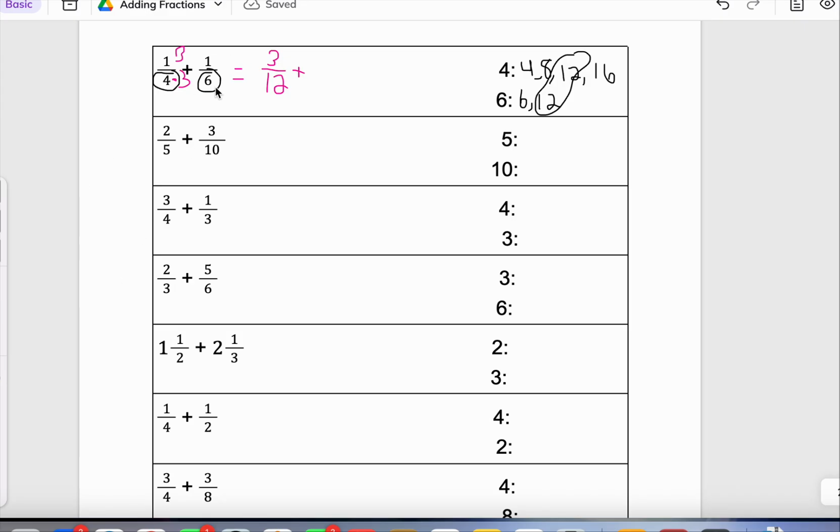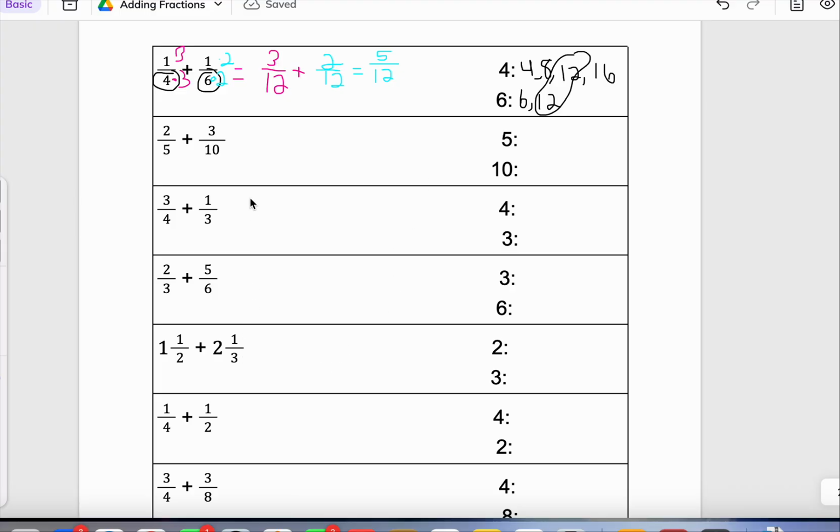Well, we know that in order to get to 12 from 6, we multiply it by 2. And we also have to multiply the 1 by 2. So I get 2 twelfths. Now that I have a common denominator, I can add them. 2 and 3 is 5. And 12 and 12, they're twelfths. You don't add the 12s together to get 24. You had 3 twelfths pieces, and you have 2 twelfths pieces, and you add them together and you still get twelfths. The denominator doesn't change because you're adding pieces.